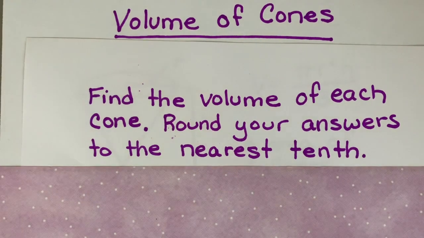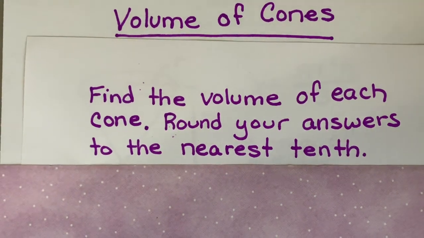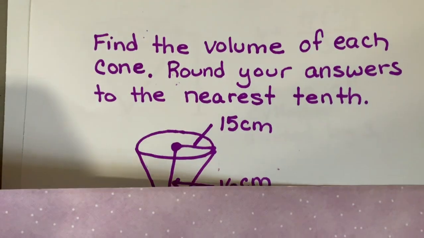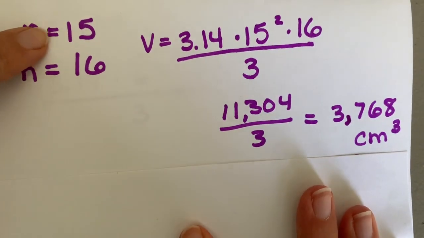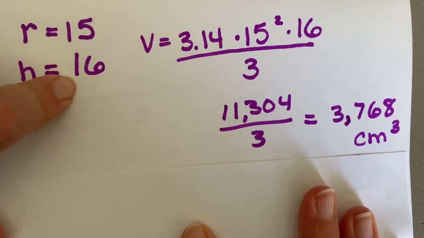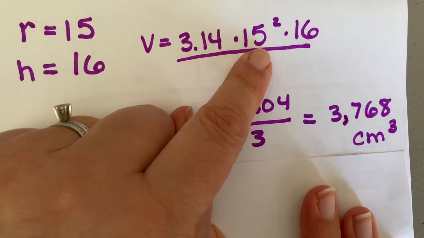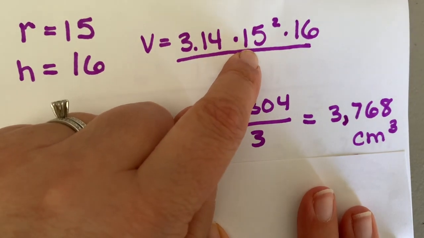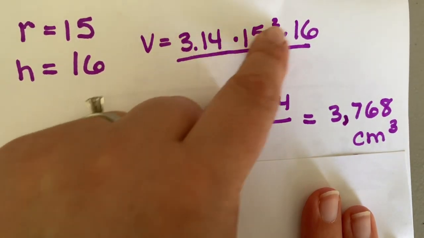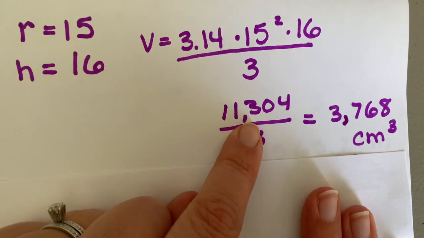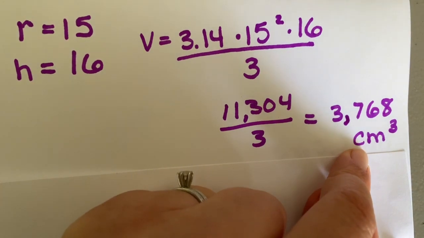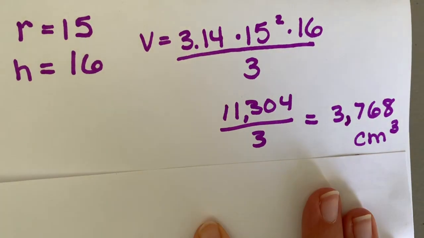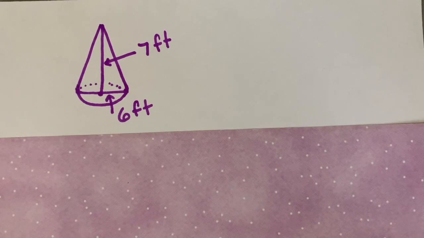Here's the first example that I want you to try. Again, find the volume of the cone, round your answer to the nearest tenth. In this case, the radius was 15 and the height was 16. So here's our formula. Remember that it would be 15 squared, which is 15 times 15. And then once you get that top part of 11,304, you'll divide it by 3 to get a final answer of 3,768 centimeters cubed.